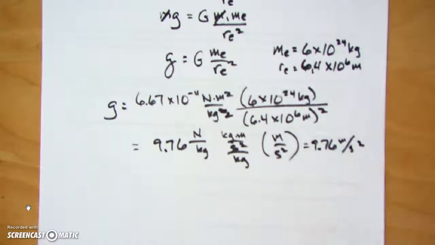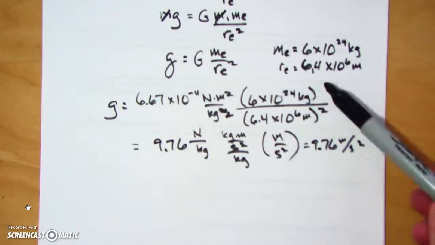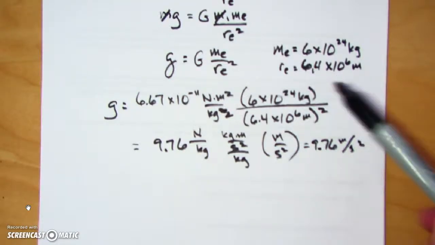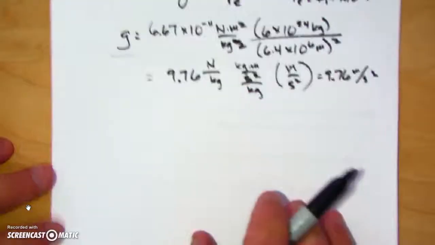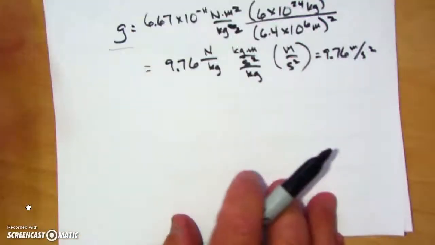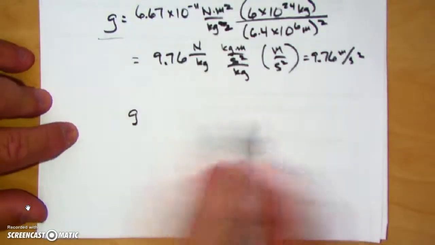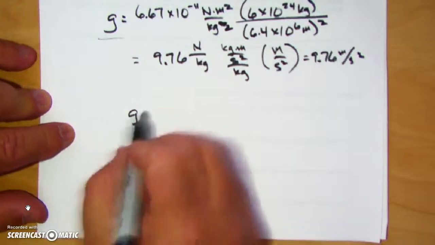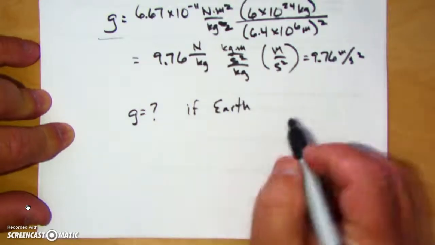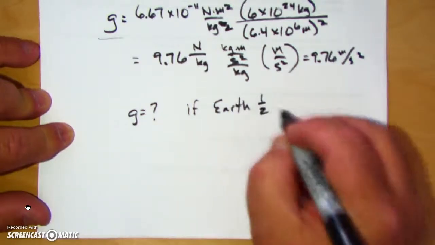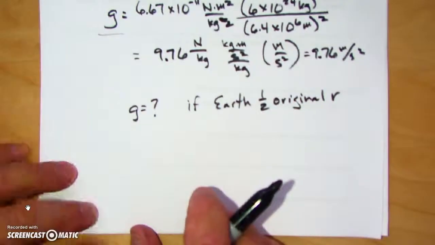Now, why isn't it 9.8? Those numbers were not perfectly right. If you go all the way out to the correct number of sig figs and all that stuff, you'd get the correct answer. So you can actually calculate g. Here's the thing. You can also do some of the same stuff we were doing earlier with force. What happens to g if the Earth, I don't know, squeezes into 1/2 its original radius? Some catastrophic thing happens. What's going to happen to g?